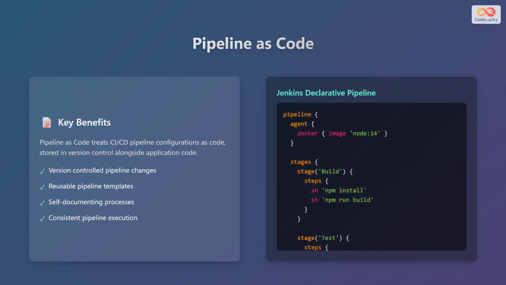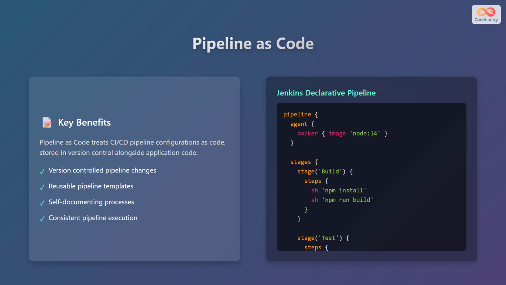Pipeline as code. Key benefits: pipeline as code treats CI/CD pipeline configurations as code, stored in version control alongside application code. Version-controlled pipeline changes. Reusable pipeline templates. Self-documenting processes. Consistent pipeline execution.